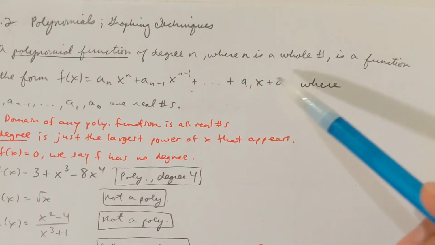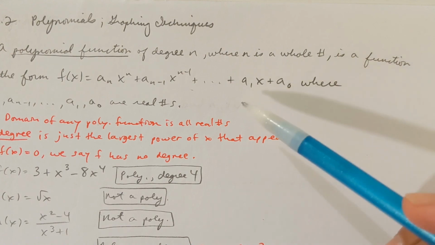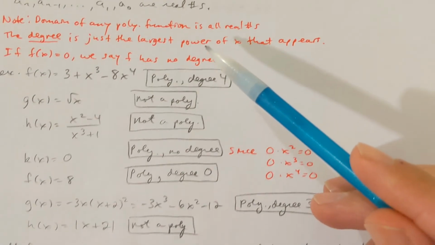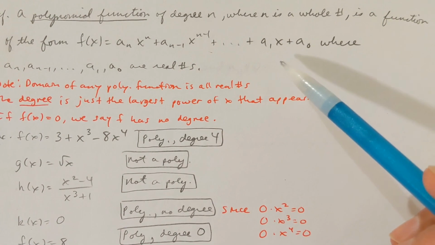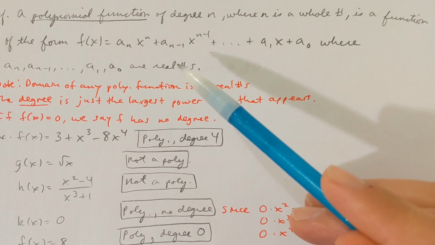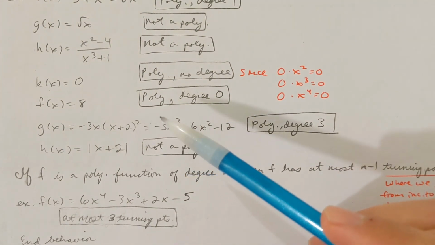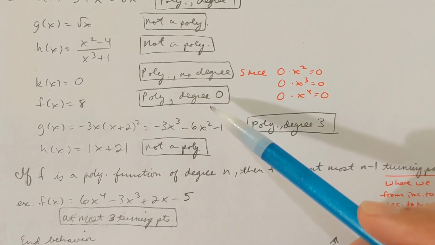A whole number, by the way, is just a number that's 0, 1, 2, 3, 4, 5. So I can't have something like x to the 1/2. And then every single multiplier, a sub n, has to be a real number. 8 is a real number, so this would be a polynomial.